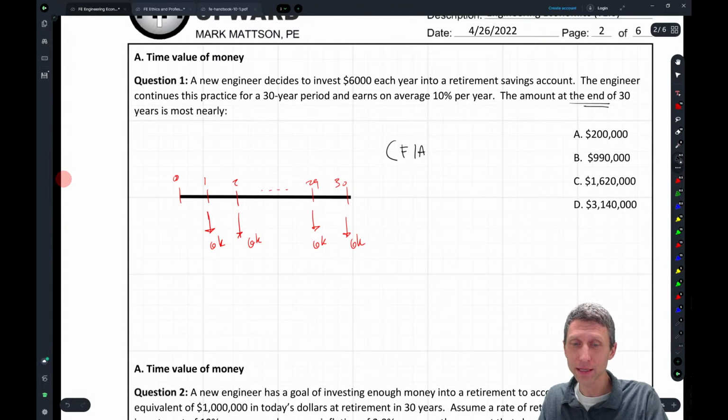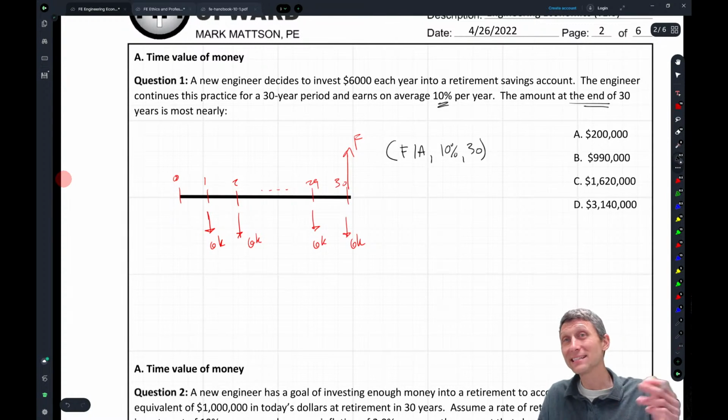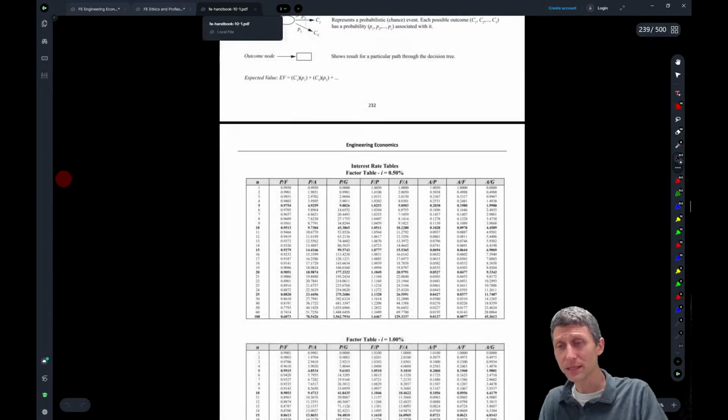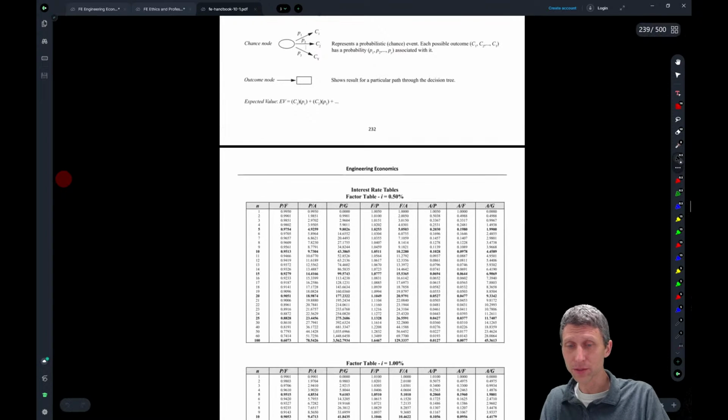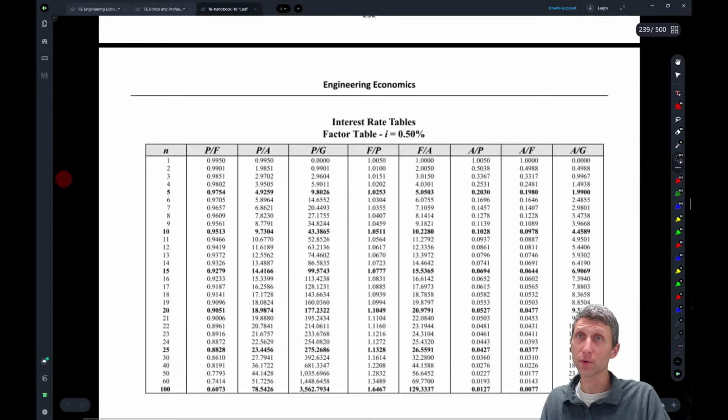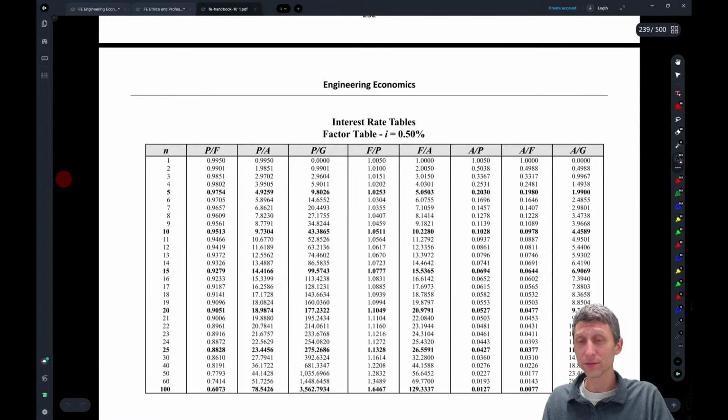So the end is going to be essentially this future value that we're taking out, F, right? So we want the future value at 10% per year. So that's this 10% per year over a 30-year period. And this is where, honestly, what you can do here is come to the FE reference handbook, and this is going to give you some of these interest rate tables. And these tables, if you haven't used them before, you definitely want to figure out how to use them.